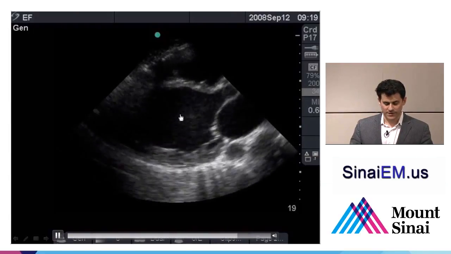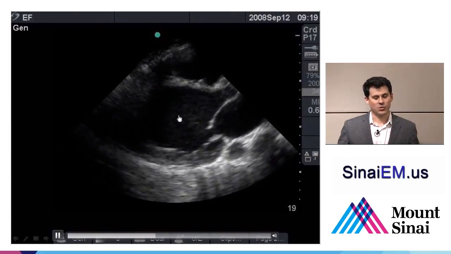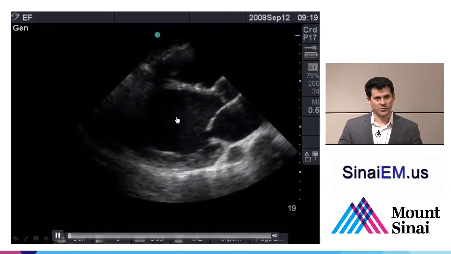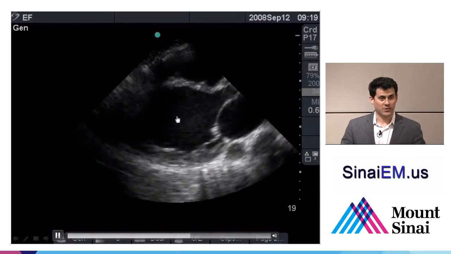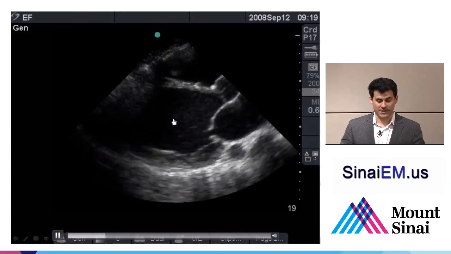So step one is imagine the center of the chamber and imagine the walls coming towards it. Are they coming towards it with any force? And are they coming towards it in a way that you think could generate forward flow? And in this case, they're certainly not.